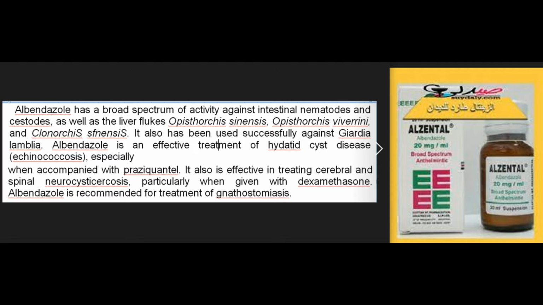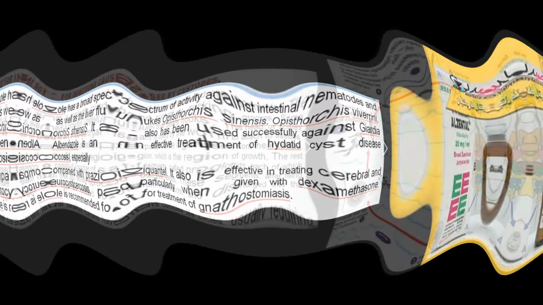Albendazole has a broad spectrum of activity against intestinal nematodes and cestodes, as well as the liver flukes Opisthorchis sinensis, Opisthorchis viverrini, and Clonorchis sinensis. It also has been used successfully against Giardia lamblia. Albendazole is an effective treatment of hydatid cyst disease, Echinococcus, especially when accompanied with praziquantel. It also is effective in treating cerebral and spinal neurocysticercosis, particularly when given with dexamethasone. Albendazole is recommended for treatment of gnathostomiasis.